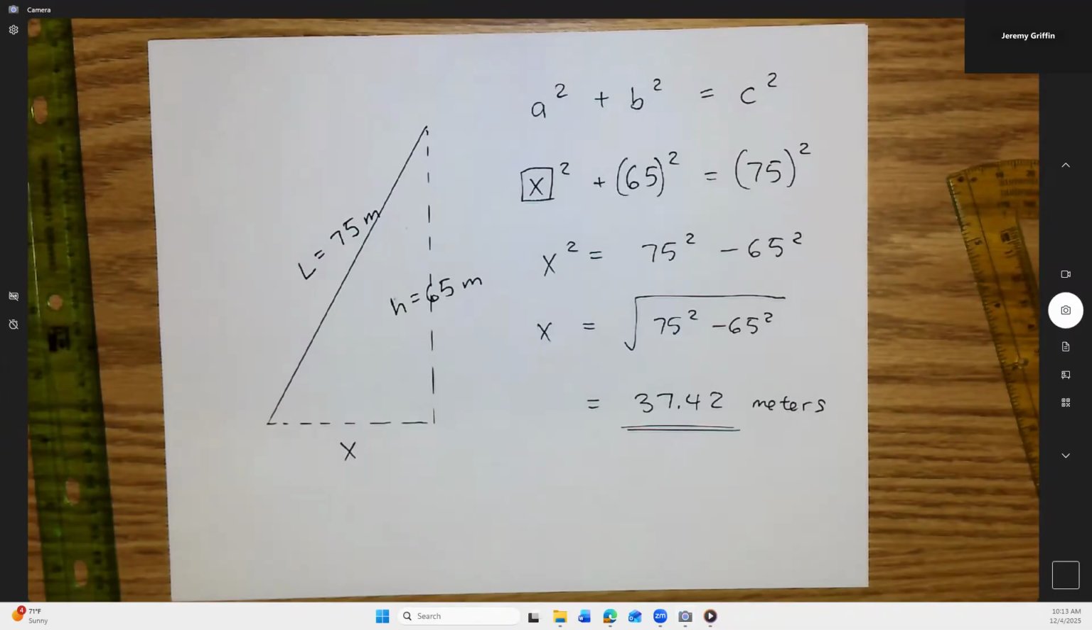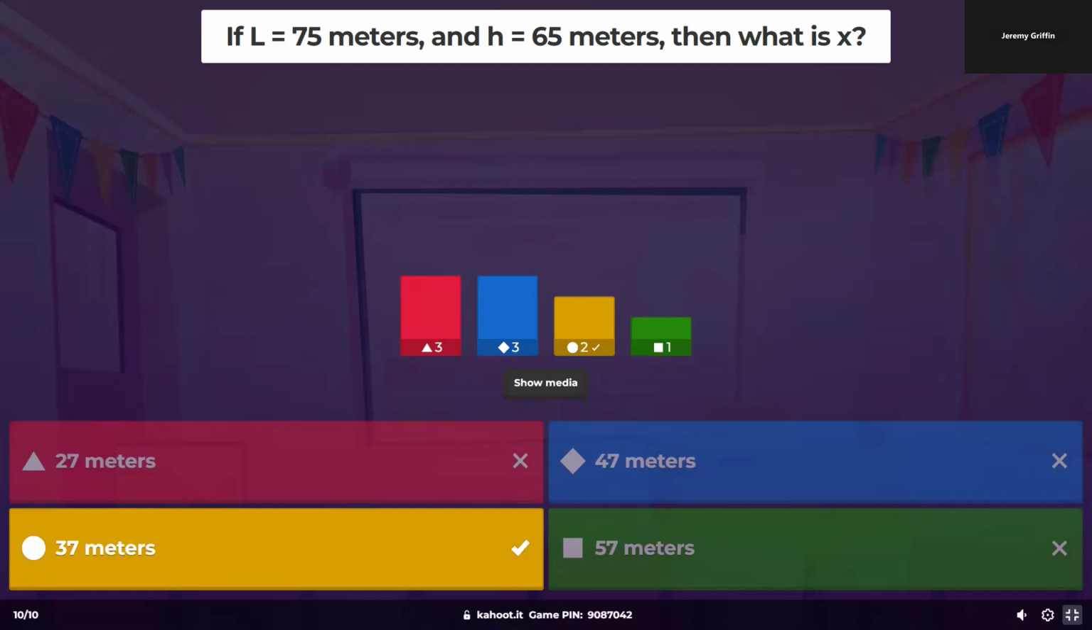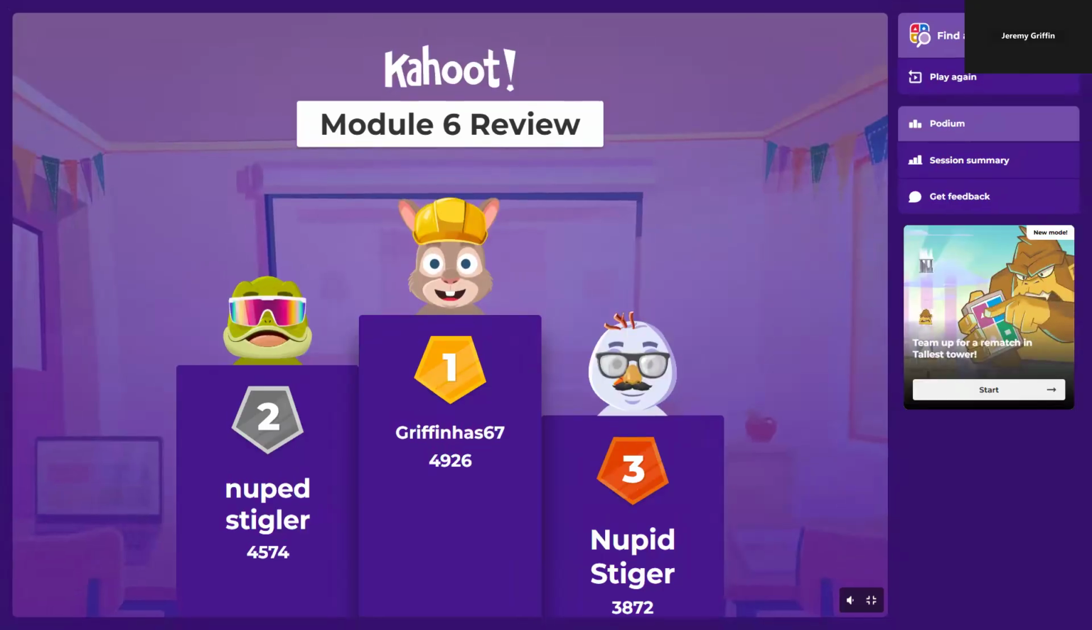Let's see who won Kahoot. Who won Kahoot? With the bronze, Big Stigler. With the silver, Nuke Stigler. Bang. And the gold, Griffin has 67. That's right.